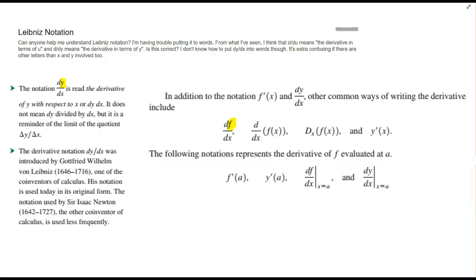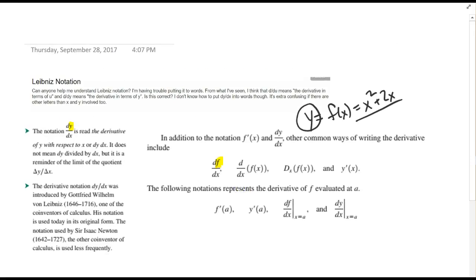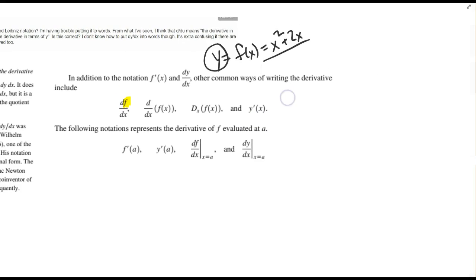So you might see something like y equals f of x equals x squared plus 2x, or something like that. This is just a name of the function. We're able to write the function explicitly in terms of x, but that's not always the case. You might have some function in terms of x and y, and you might have to do implicit differentiation. So here's some different notations.